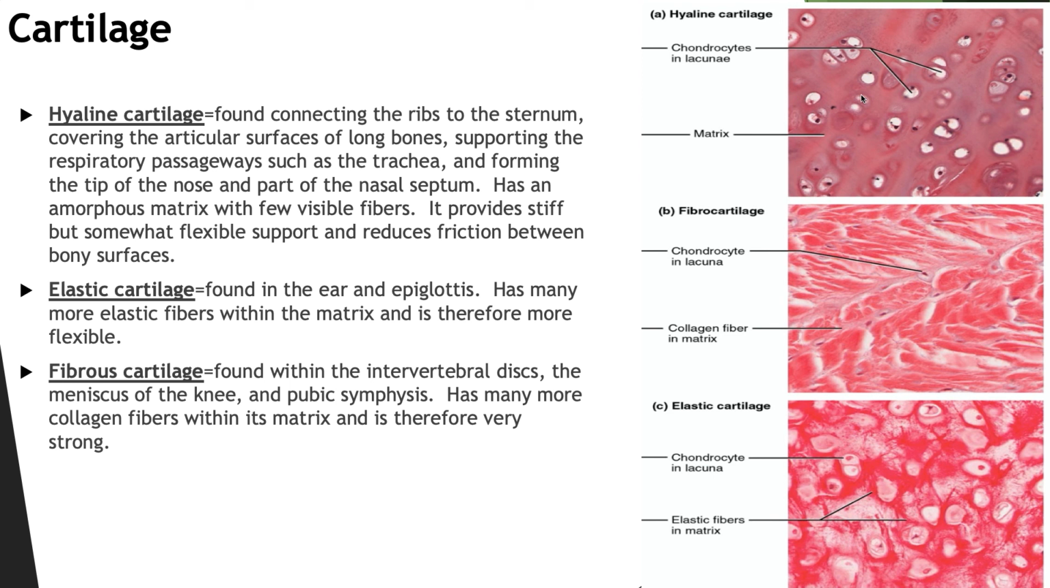You have elastic cartilage, which is found in things like the ear and the epiglottis, being the little flap that separates the entryway into your lungs and your digestive tract. You have the fibrous cartilage, which is going to be near your intervertebral disc. So these are the things that are going to help, again, absorb some of that shock from the compression of bones.